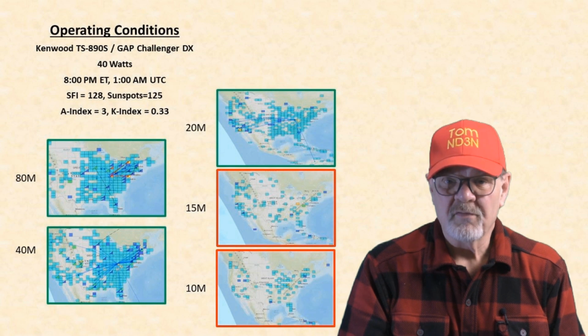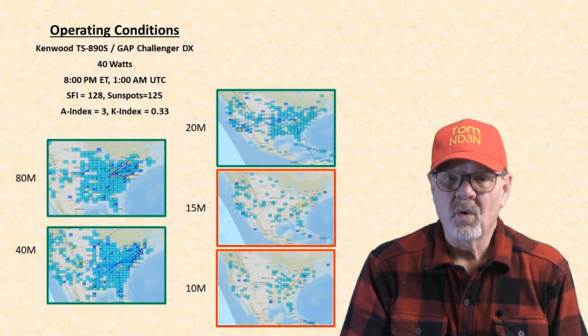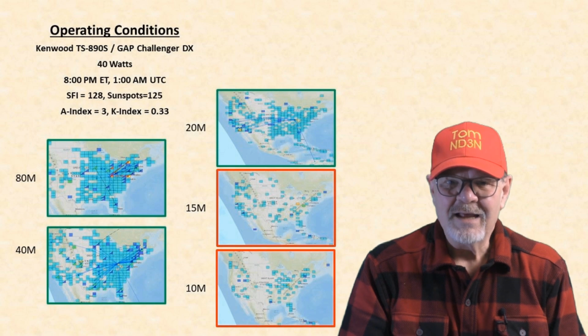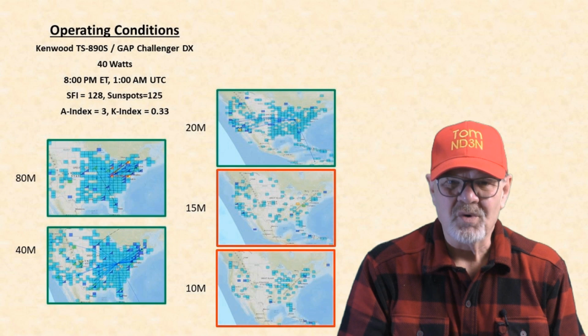Nothing is reported for 15 meters and 10 meters. The operating conditions show a solar flare index of 128 with 125 sunspots. The A index is 3 and the K index is 0.33.